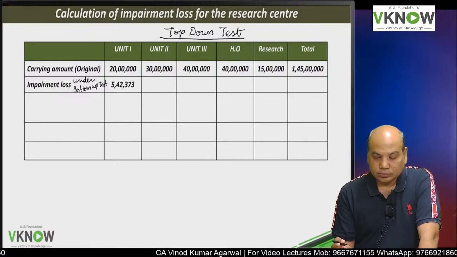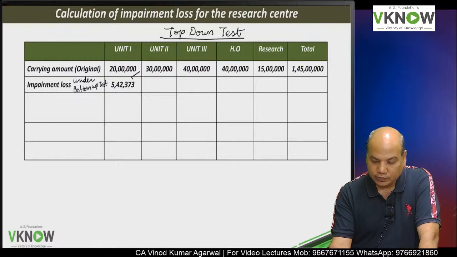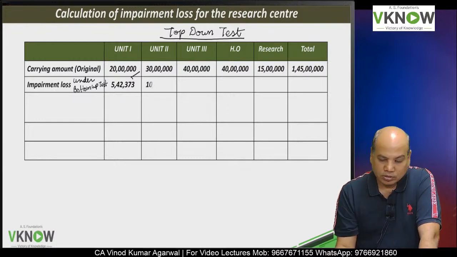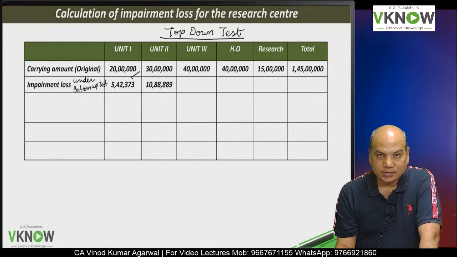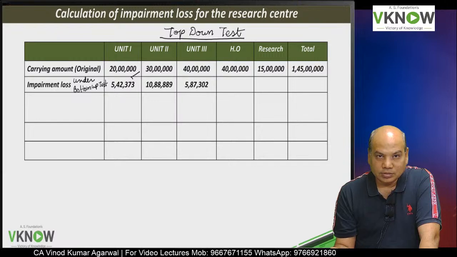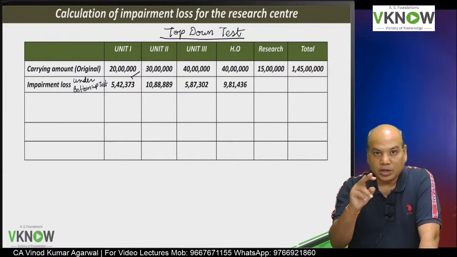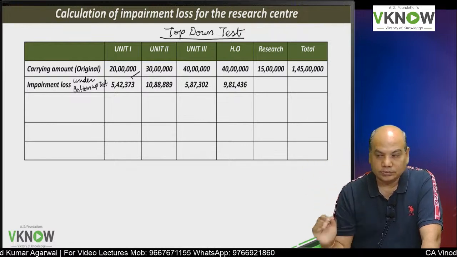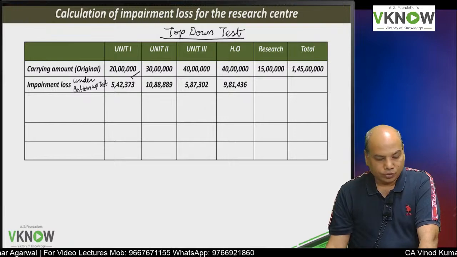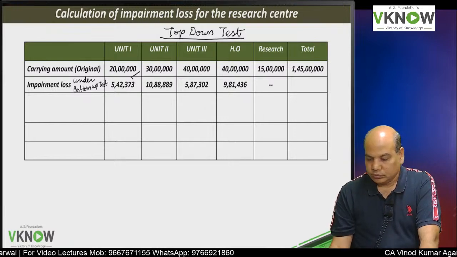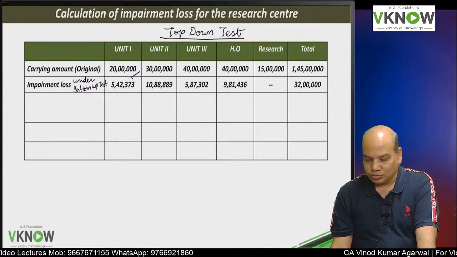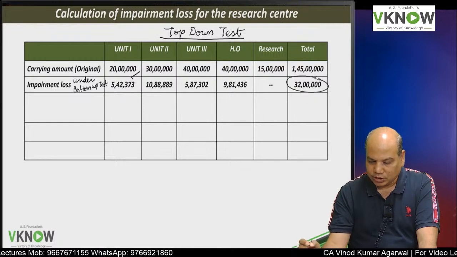Unit 1, 542,373. You will find it in the second line of the previous table, unit 1. Unit 2, you can see the previous table. Unit 3, second line, third column, and head office building, first line, total column, previous working note: 981,436. Research we have not yet provided. Total 32 lakh. You can check this there also.